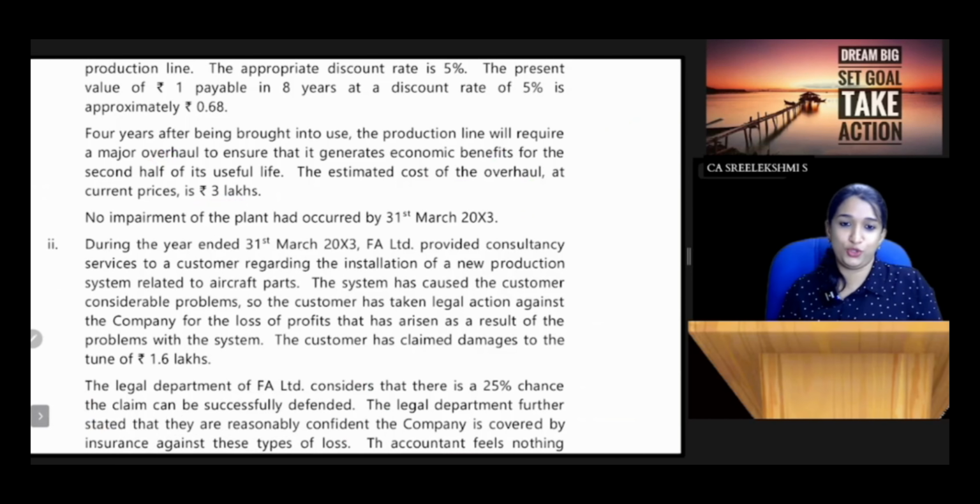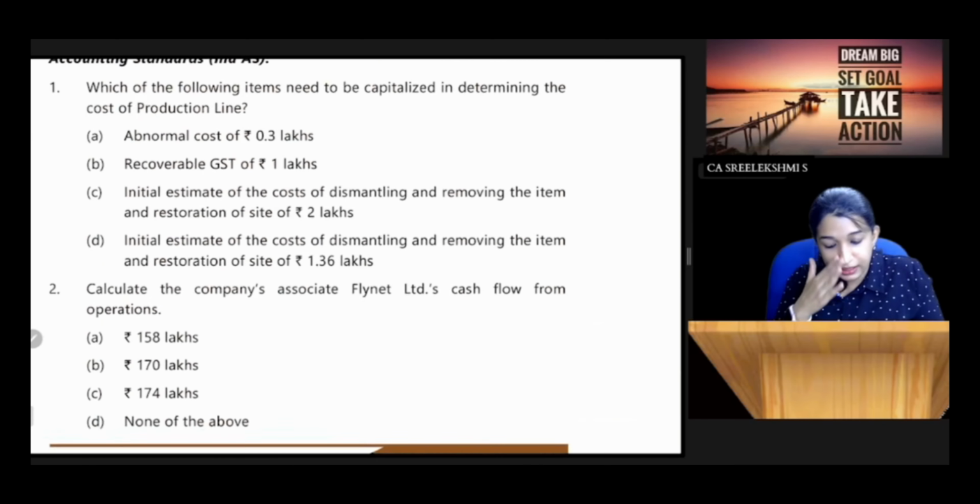So this is a familiar situation to you. What are you supposed to do? What is the requirement here? I don't know what the requirement is. Should I calculate total cost? Should I calculate depreciation? Should I unwind the expense? I have no idea. So after reading that first case study, we are moving on to the MCQs.